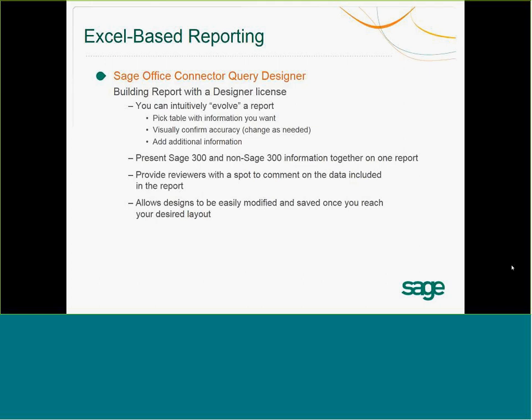But we also have a query designer piece that allows you to have all that stuff we talked about in Excel. And it allows you to do a lot more than just write a single report. In Sage Report Designer, you can grab the information from a certain table and have it appear. Well, with Office Connector, you can actually grab tables all across the Sage database and make it all exist on one spreadsheet in Excel. And it also allows you to evolve the report as you enter it.